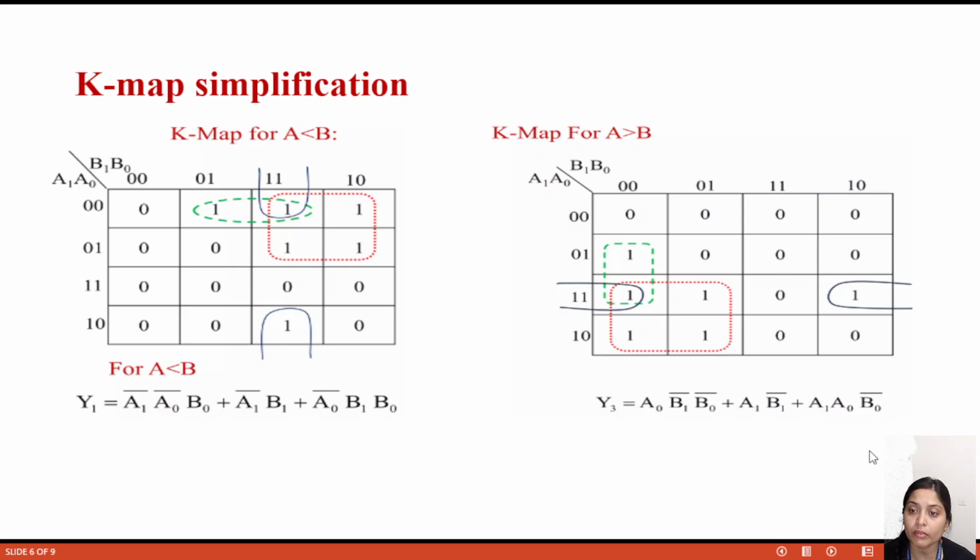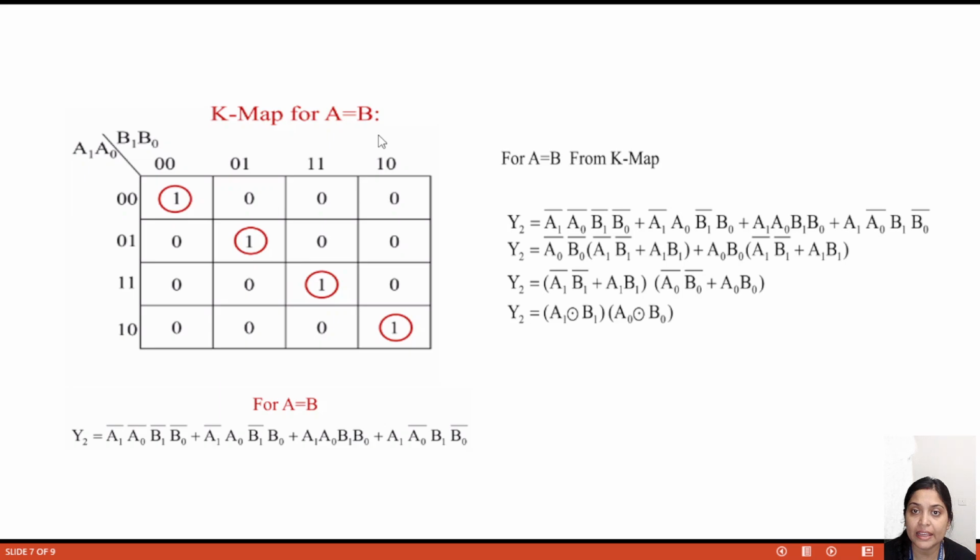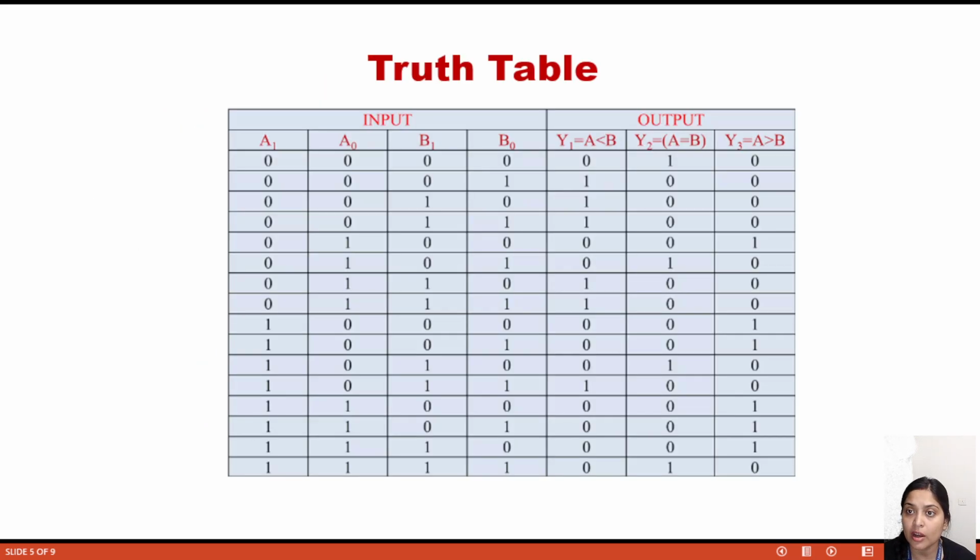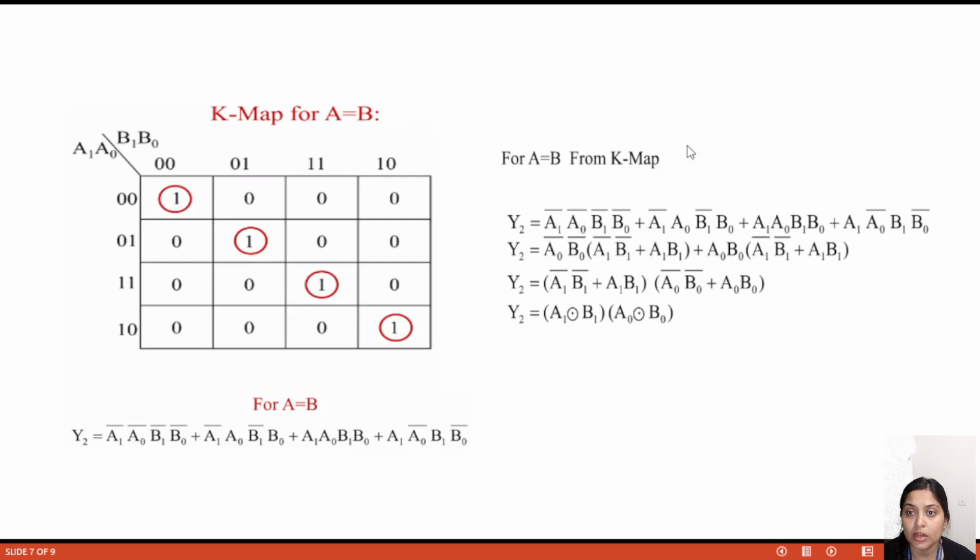Now for A equals to B, we will follow the same process. In that case we will only concentrate on these values, because these are A equals to B. Now we will put all the values based on this column, and there is no formation of quad or pair, so we will just write the simplified expression based on the K-map rule, and this is the final expression.